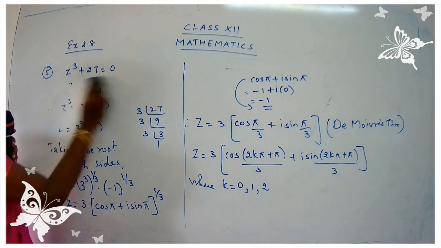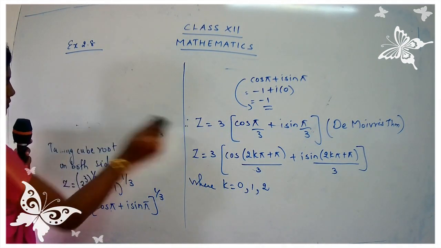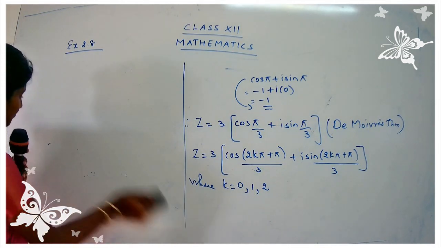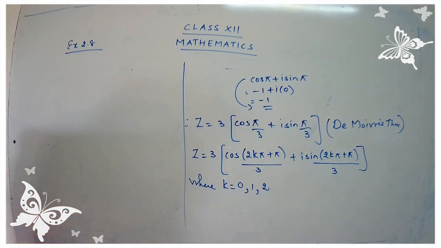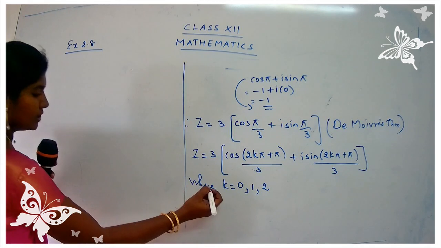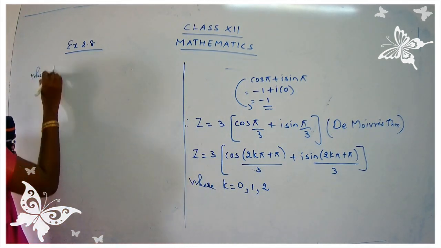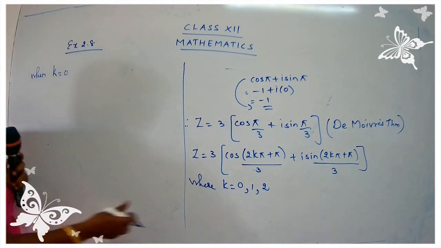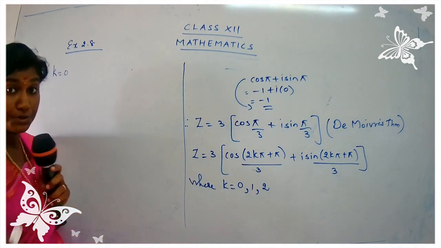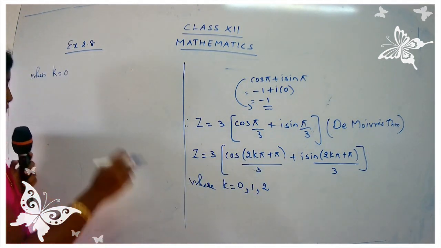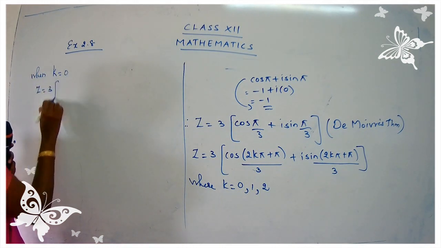Let's start with the work. I'll just rub this part. Then on, when k is equal to 0. So here we have taken k as 0, 1, 2. I'll start with the first part, when k is equal to 0. Wherever you have k, you have to substitute the value as 0. So z is equal to 3 times.